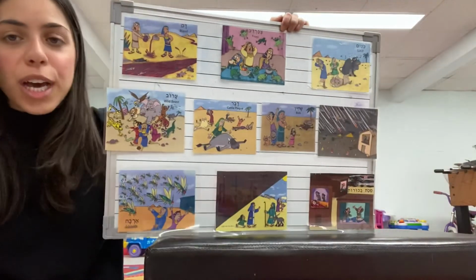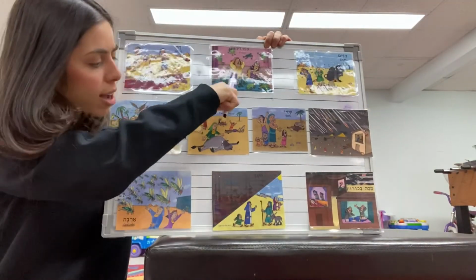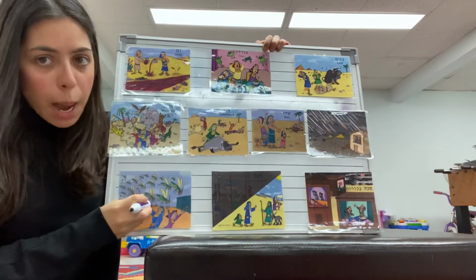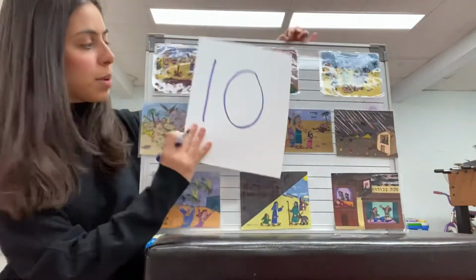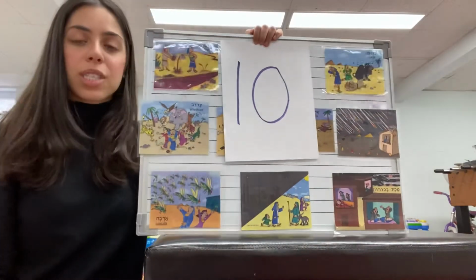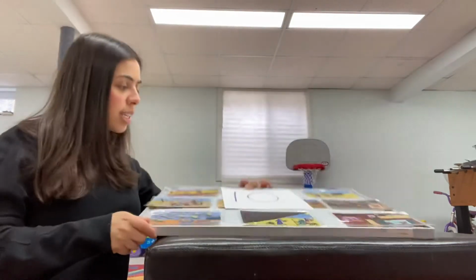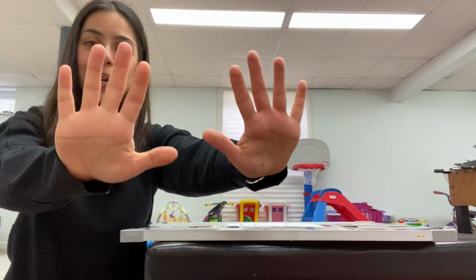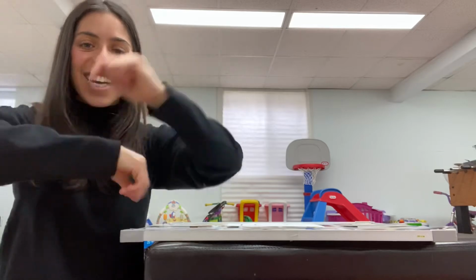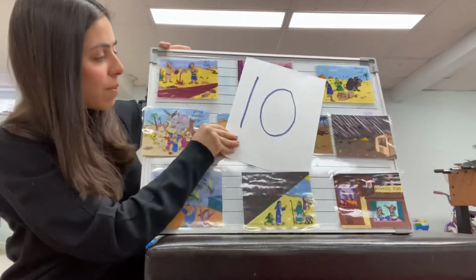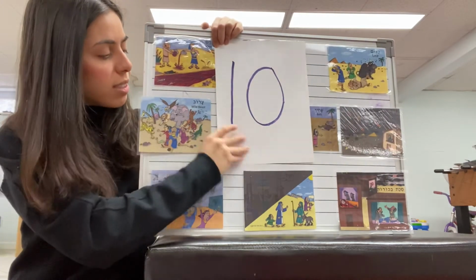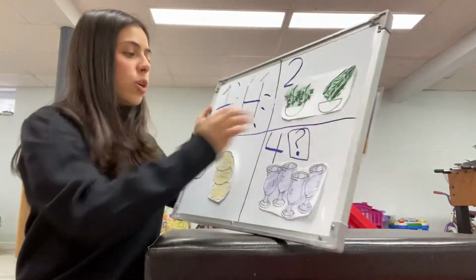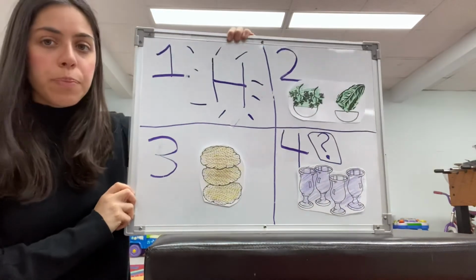10 makot. There were 10 punishments on Paro. Remember, blood and frogs, wild animals, grasshoppers. It was dark. All those 10 makot that we learned about, remember? Well, here's the number 10. Here's the number 10, so we can match this number too. 10 makot. The Mitzrim were punished again and again. Well, this is the number 10. A 10 is a 1 and a 0 next to each other. Now let's go back to this board again quickly so we can go over the numbers again one time.